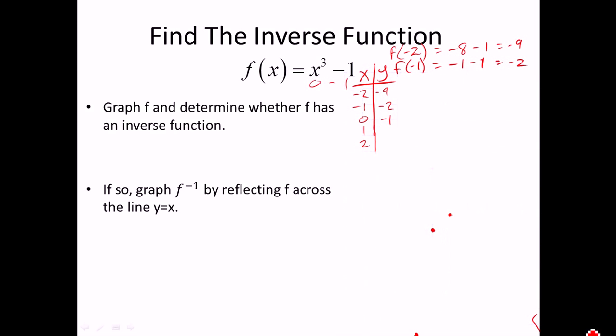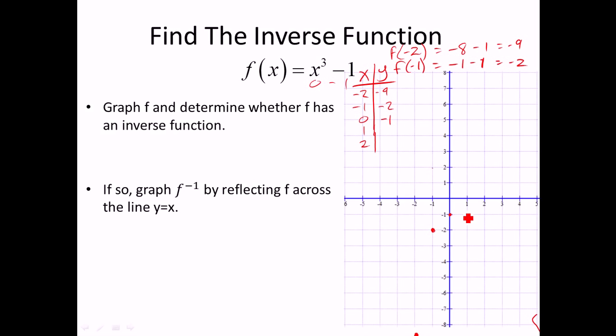At 1, 1 cubed is 1, minus 1, so I'm going to be at 0. And then at 2, 2 cubed is 8, minus 1 is 7.